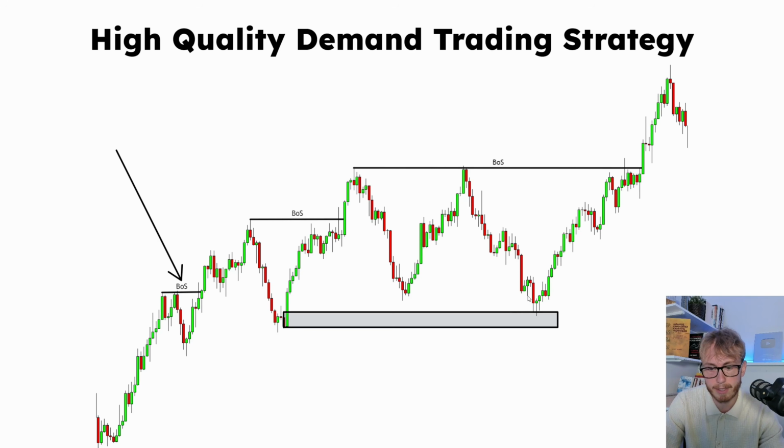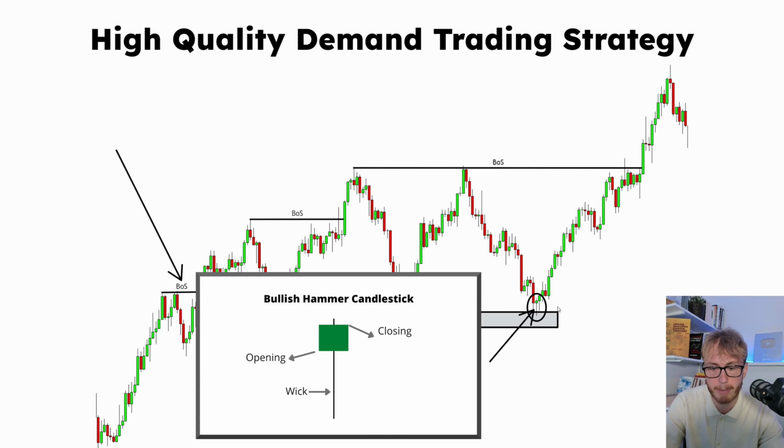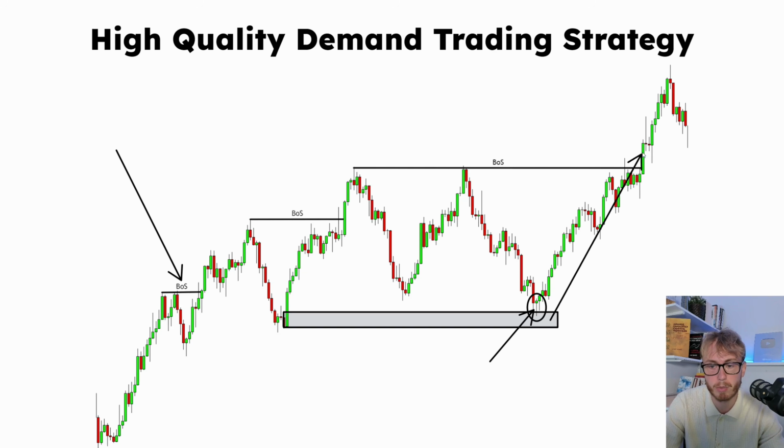But what we can see here is that when the price came down and tested the demand, we actually saw a bullish signal, because the price right here printed a bullish hammer. And from this point, the price just went straight up here, and we even caused another break of structure, which means that this uptrend continues. But now you might of course wonder, where do we enter? Where do we place our stop loss and target levels?